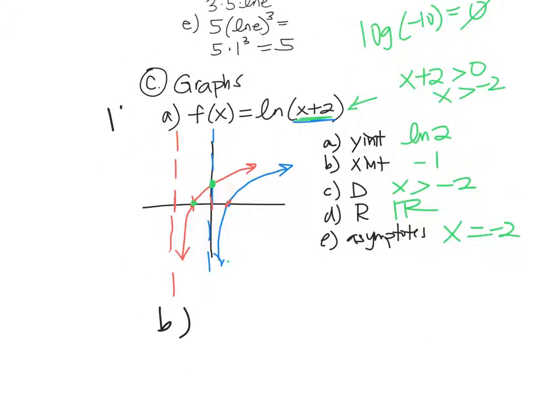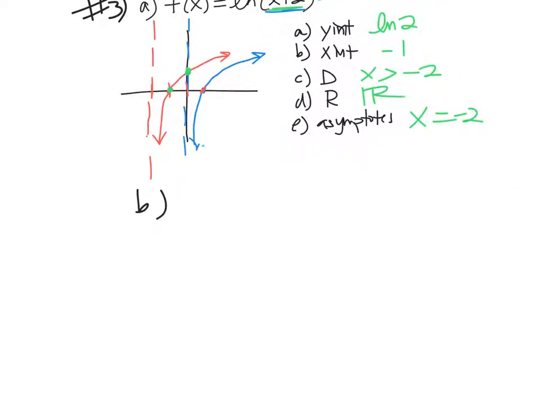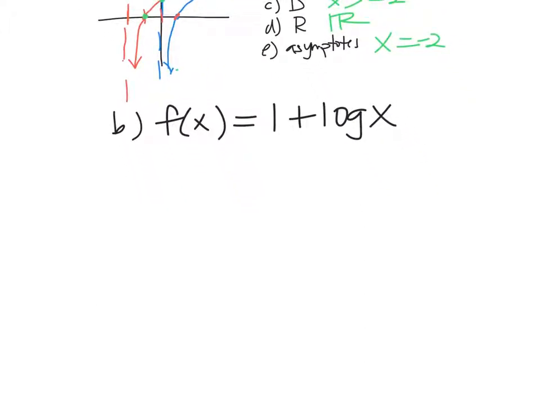What number am I on? 3? 4? Number 3, part B. Let's do this one. F of x is equal to 1 plus log x. Okay, that might bother you. It kind of bothers me that they do it that way sometimes. But it's the same thing as rewriting it as the log of x and then up 1. It's commutative. You can change it around if that's what you prefer.